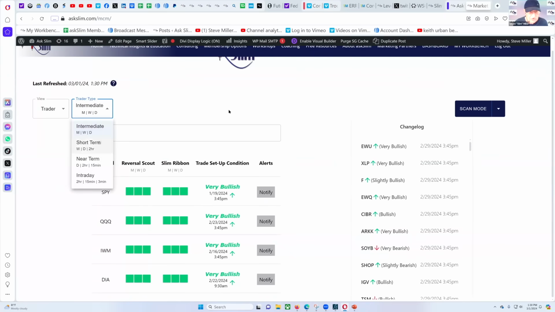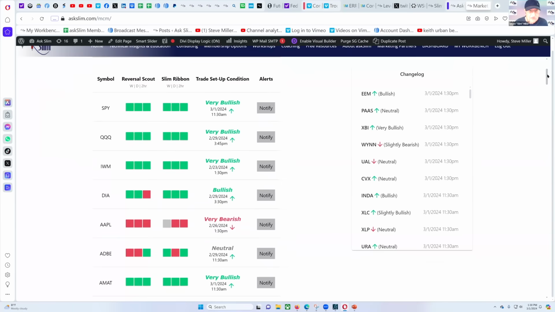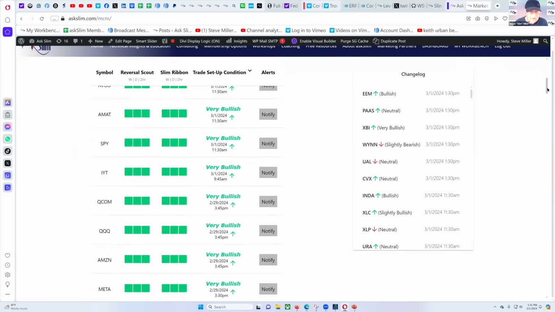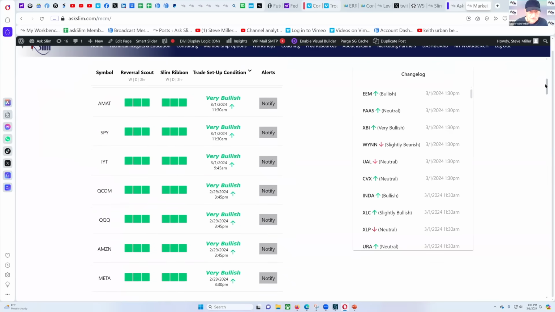Let's go back to short term and just look over here at setup conditions, and you get an idea of the very bullish ones and the very bearish ones on a short term. Let's take a look here, and you could see all of these that are very, very bullish on the short term. And that's with our built-in algorithms. Look at all of these, how they're fantastically bullish on the short term.